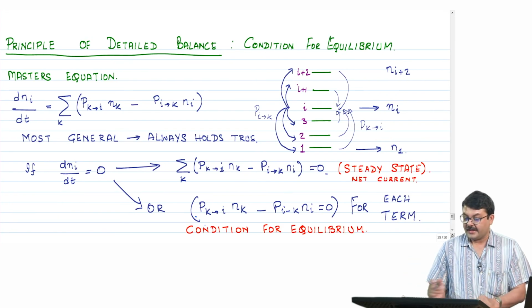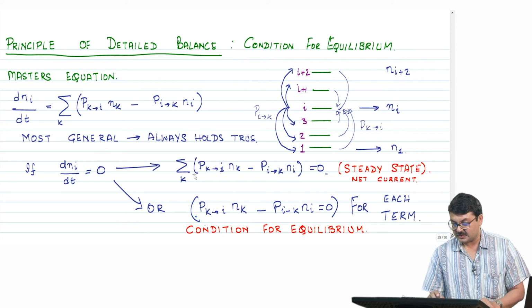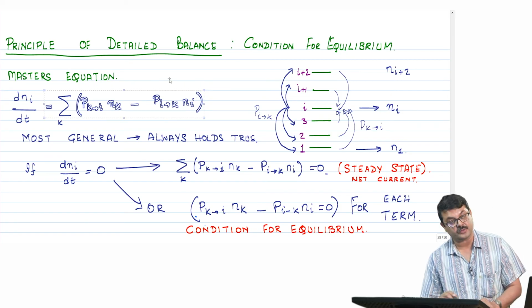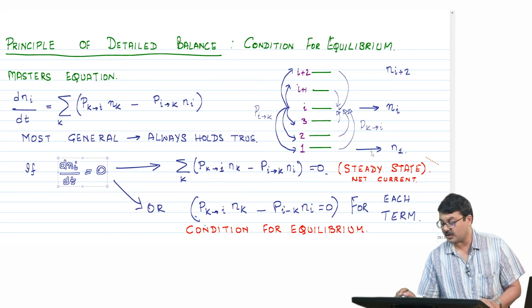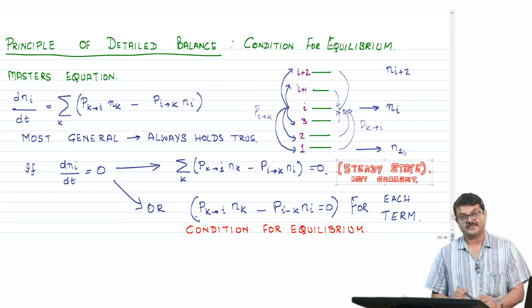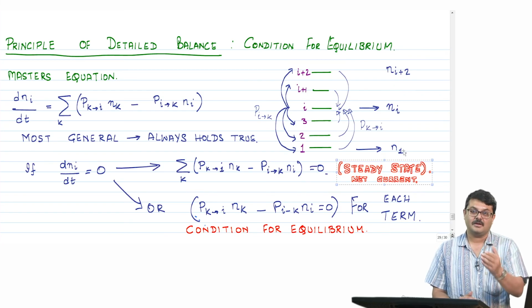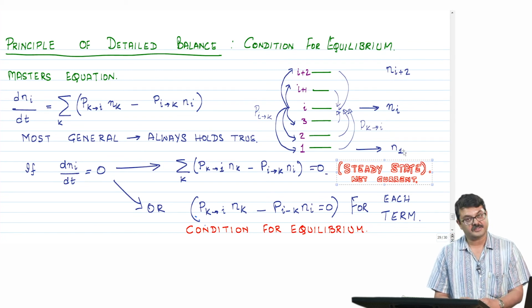Now, if there was a current from any pair of states, so that only the sum on the right hand side of the equation is 0, then also you can have dn_i/dt equal to 0, and what you have is a steady state. Basically, there is a net flux of particles from one state to the other, i to i plus 1, or negative current if there are particles going from 2 to i and so on and so forth, and that is when you have a steady state.